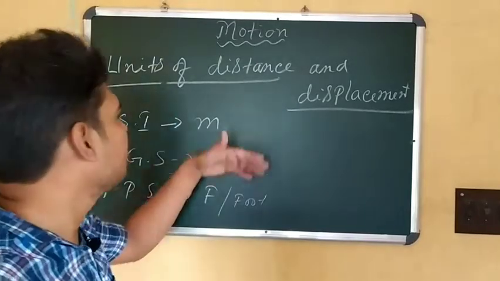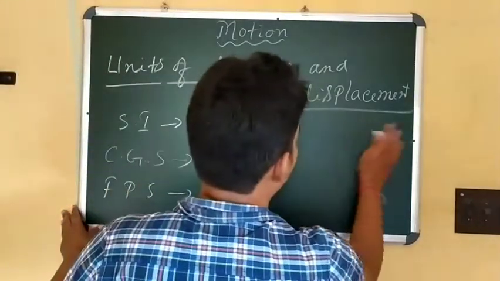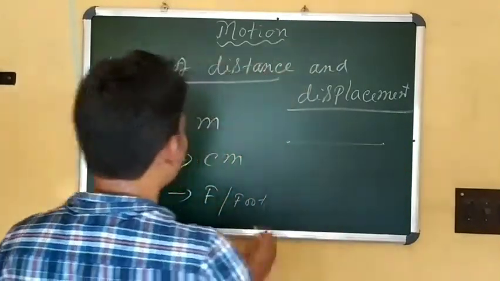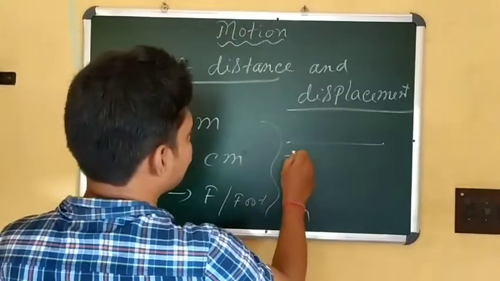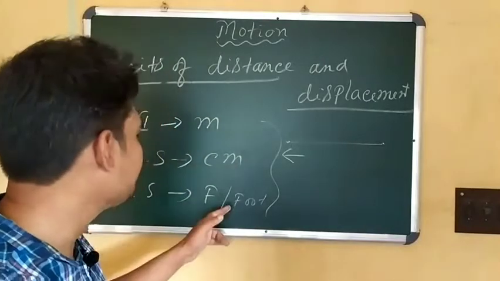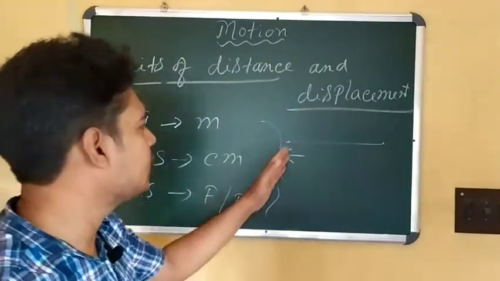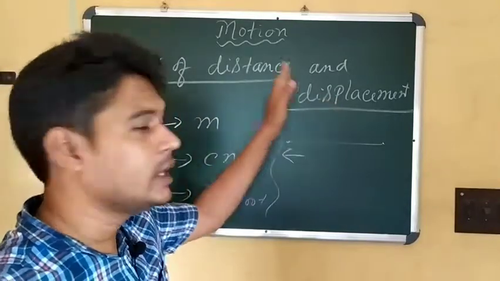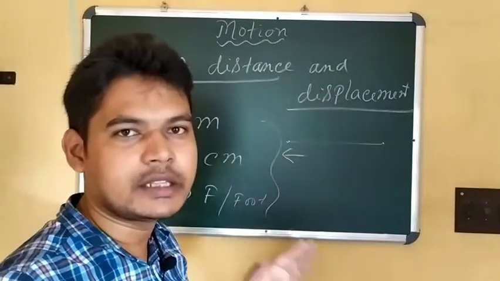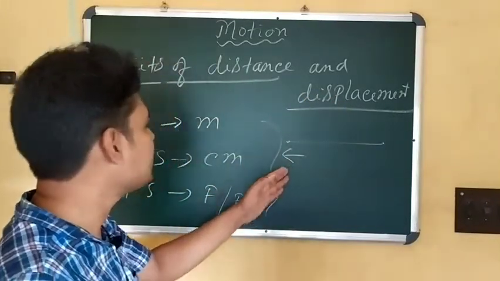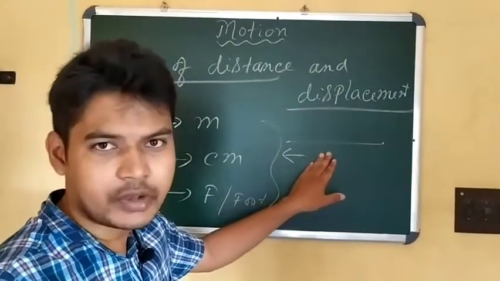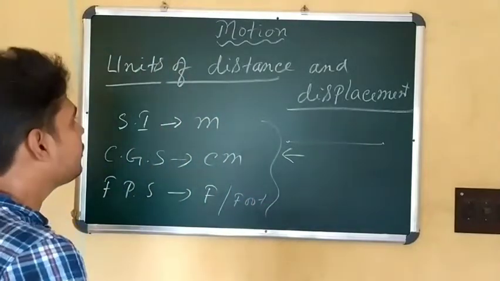As both represent the value of the travel path, we measure all these by units of length. Actually we measure the length in distance and displacement. In distance there is no fixed direction, but in displacement there is a fixed direction. That is the only difference, but in both cases we measure the length traveled by any object or any person. Okay, so fine. Now let's start.